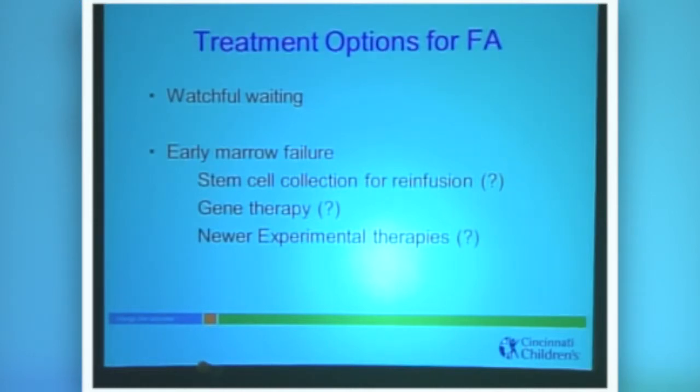At the stage of early marrow failure syndrome, are there any options? Well, for years, we've been doing some stem cell collection, whether for reinfusion or for gene therapy. Also, some of the newer experimental therapies may be applied to the early marrow failure stage. The important thing is that over time, the stem cells are going to deplete. So whatever intervention we want to do, it is probably a good idea to do it at the early marrow failure stage, or even before that sets in, so that we've not lost the stem cells by the time we try to act.